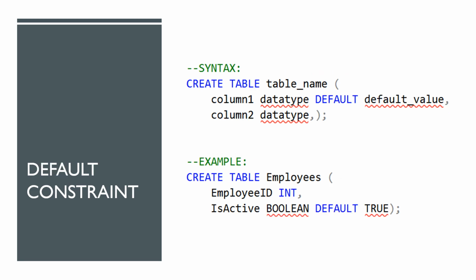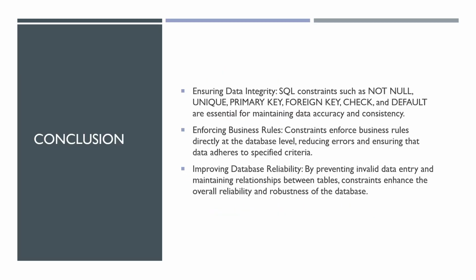And the next one is the default constraint. It provides a default value for a column when none is specified. So over here, the second column is active, whose data type is Boolean, and it includes a default constraint that sets the default value to true. This means that if no value is specified for is active when a new row is inserted, it will default to true, indicating that the employee is active. It will automatically set a new employee as active.